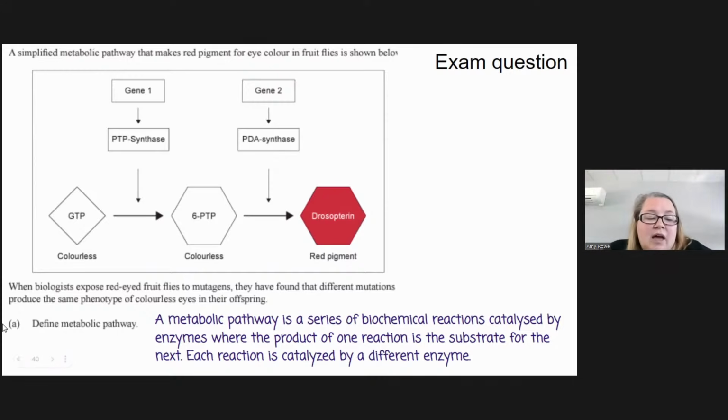So this type of definition just wants you to explain what you know or how you know what a metabolic pathway is, but you may also want to link it to the fact that there are enzymes and genes involved. Definitely you need to talk about the enzymes involved, but you may also want to link to genes as well.